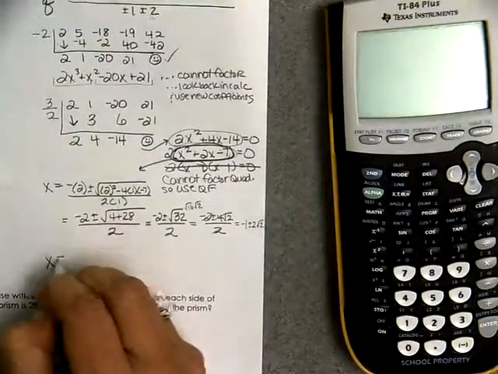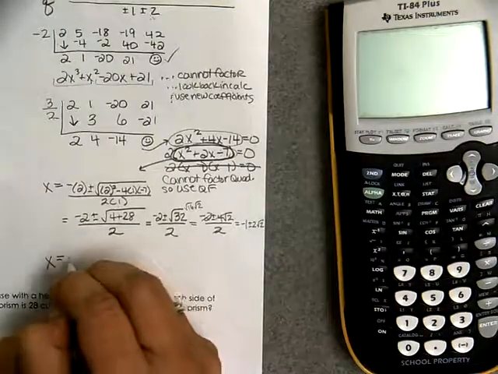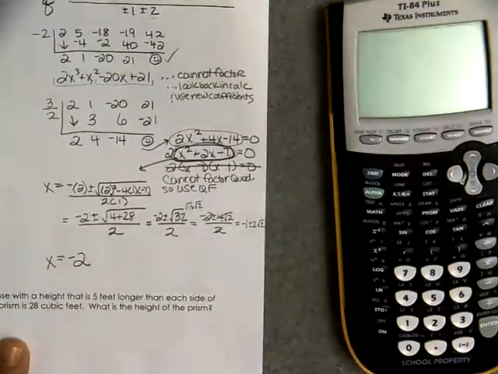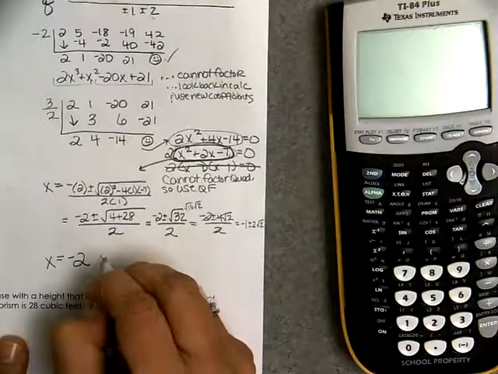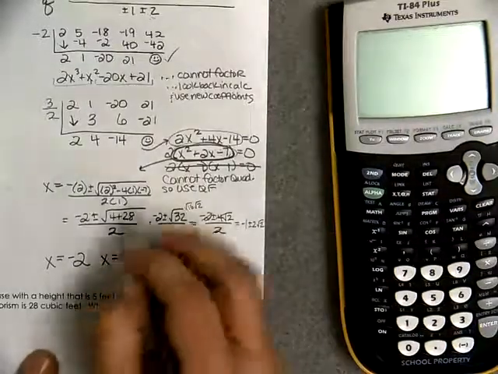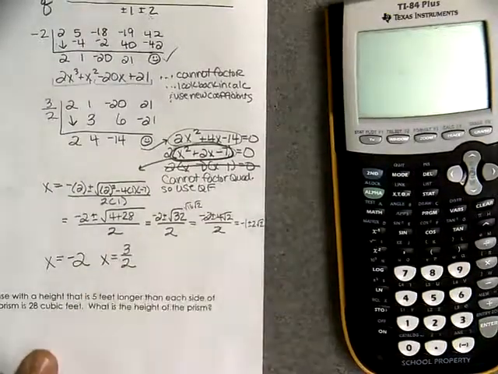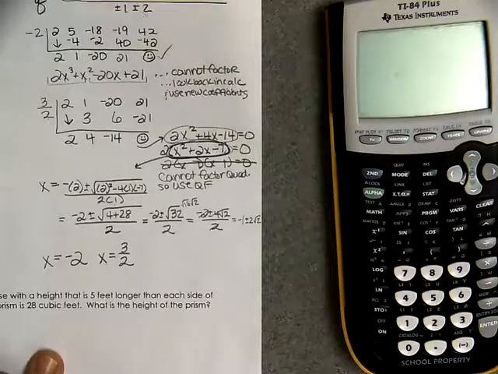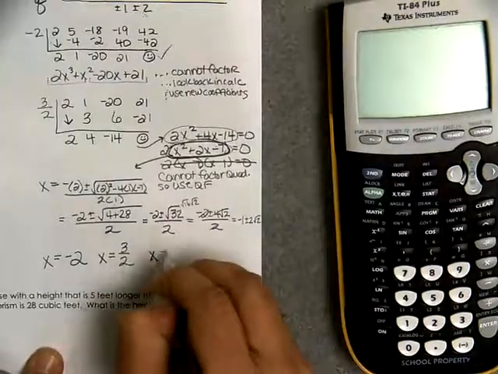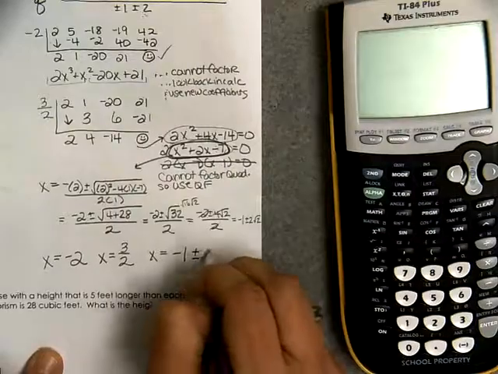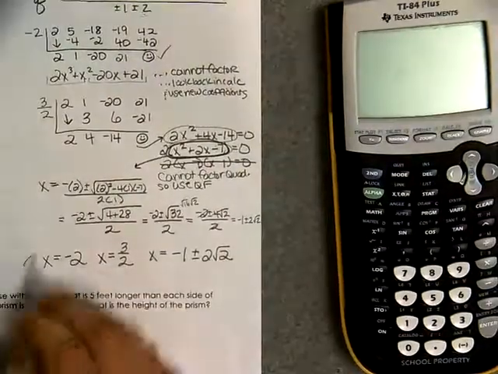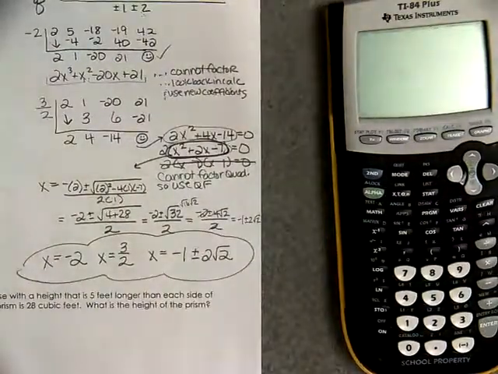So the first one I got from my calculator was that x equals negative 2. I couldn't get a quadratic, so I looked in my calculator again and verified that x equals 3 halves is a solution. And then I used the quadratic formula to find that x equals -1 plus or minus 2 root 2. And so those are my solutions.